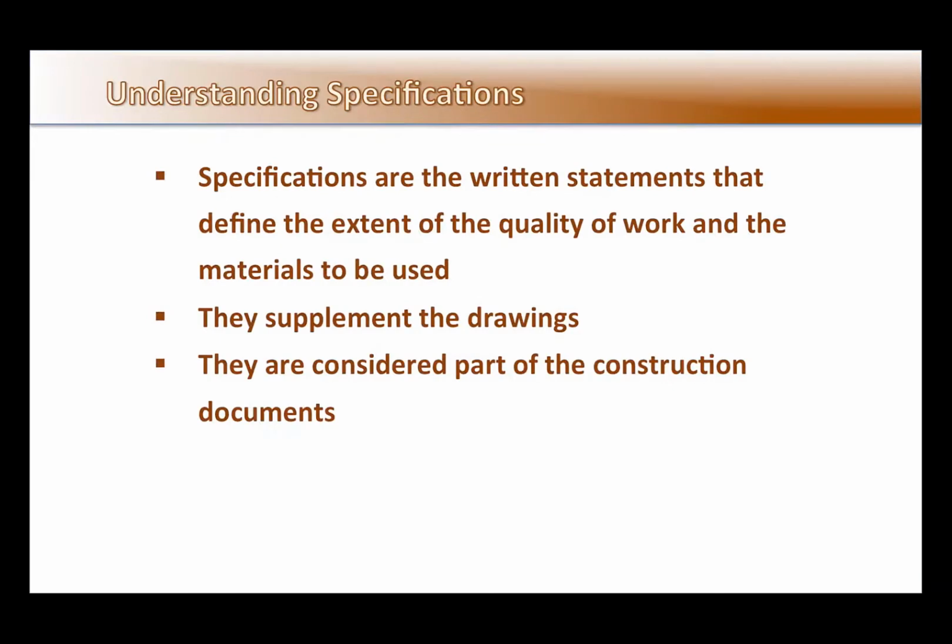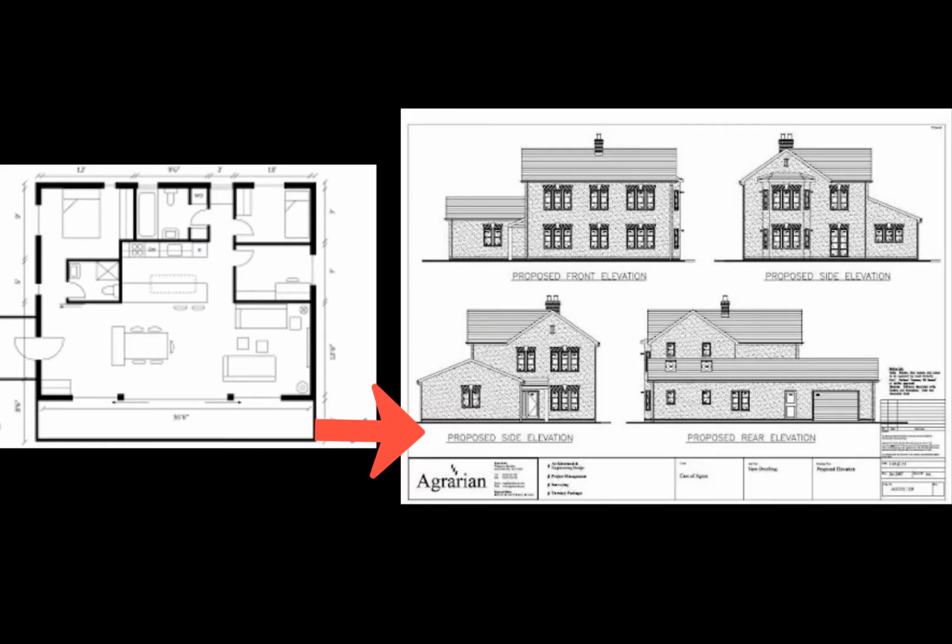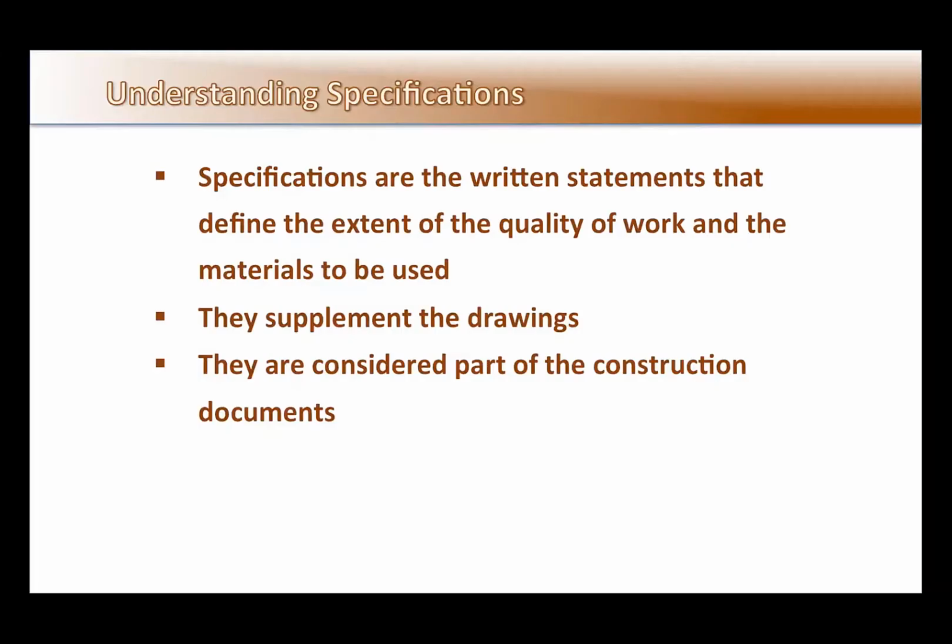Specifications are the written statements that define the extent of the quality of work and the materials to be used. Specifications act as a supplement to the drawings, which means it's a complementary piece to a packet of technical drawings. So, for example, just as an elevation works as a partner to offer you additional information about a floor plan and what you see on there, specifications act as a partner to offer additional information about the building project as a whole. Specifications are considered part of the construction documents, which means no working drawing set is complete without a set of specifications to go along with it.